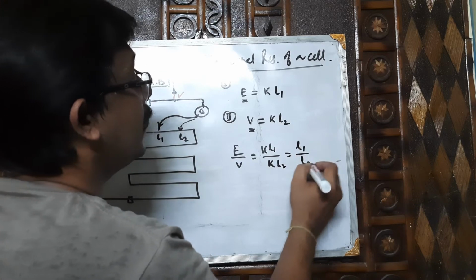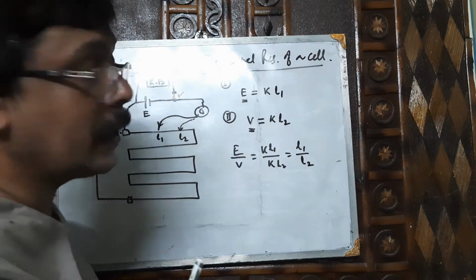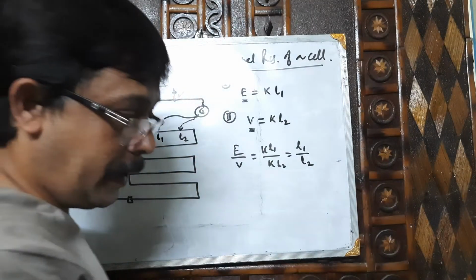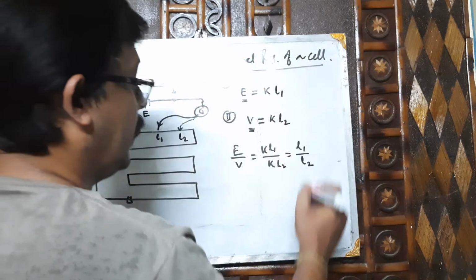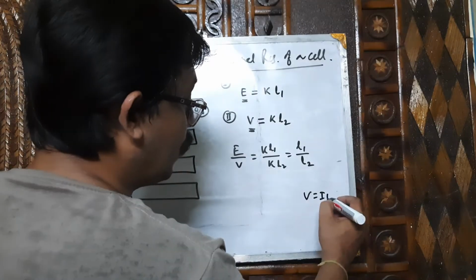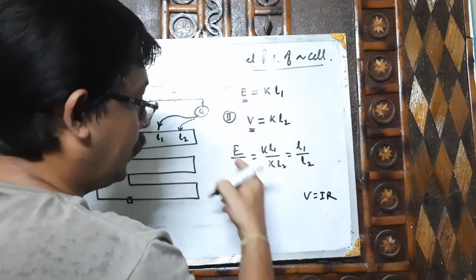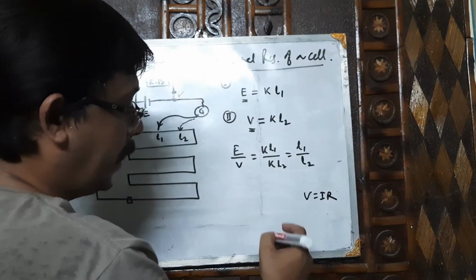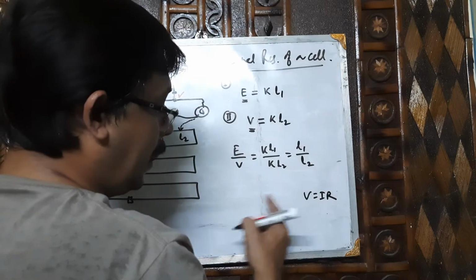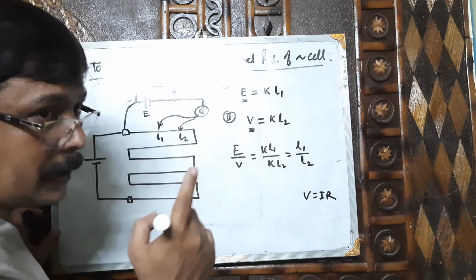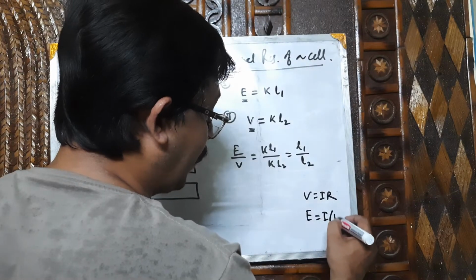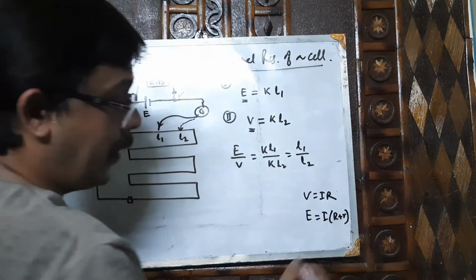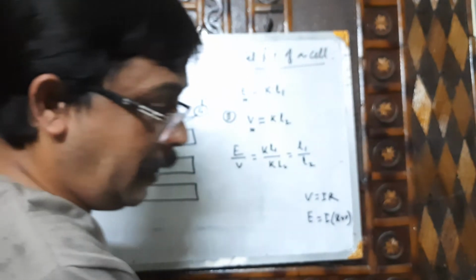Now the point is that from there also you cannot get the internal resistance, because the internal resistance value is not given, only E and V are given. That we have already done. In case of voltage, V is equal to I into R. When we measure the EMF, the current passes through the electrolyte also, and the question of internal resistance comes. That means E is equal to I into (R plus r). Both the resistances will be added, external resistance plus the internal resistance.